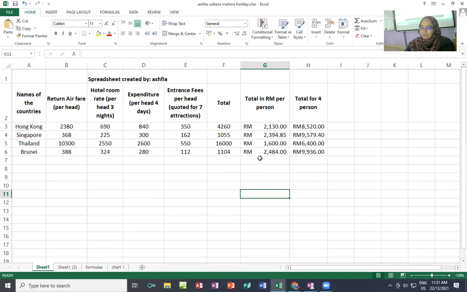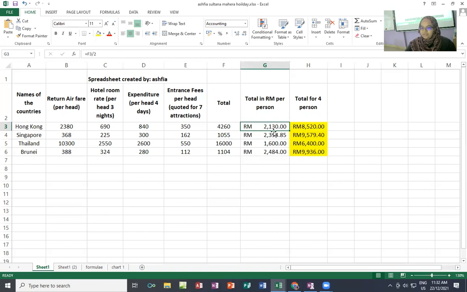So when you get per person, how many people you have to count for? 4. So what do you do here? The total for one person, you have to times by 4. Then you will get the answer. This is the final answer. Here, how did you get this number?